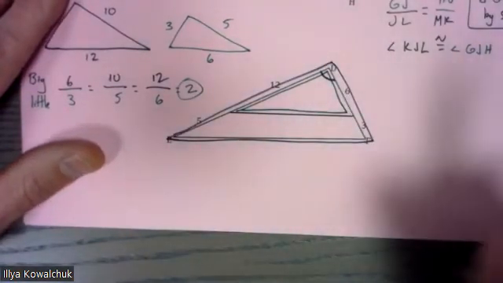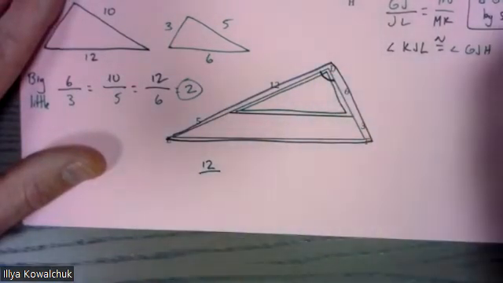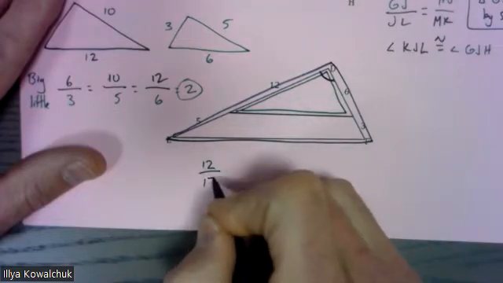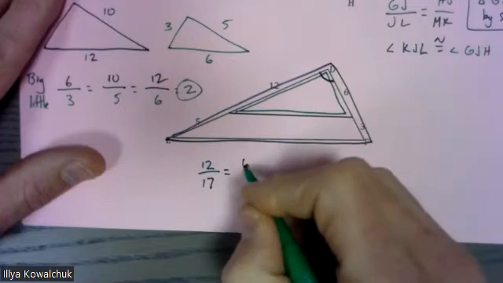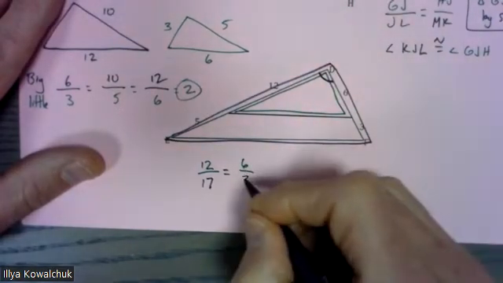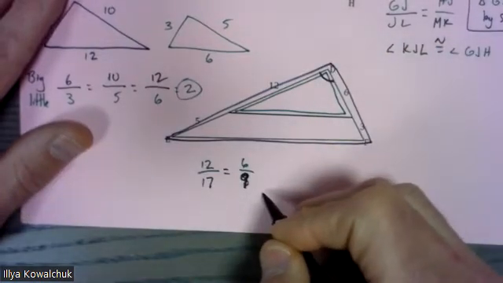Okay. So what that tells me is that 12 here corresponds to 12 plus 5, which is 17. And does that equal 6 on the green to 3? Nope. 9. 6 plus 3 on the purple.